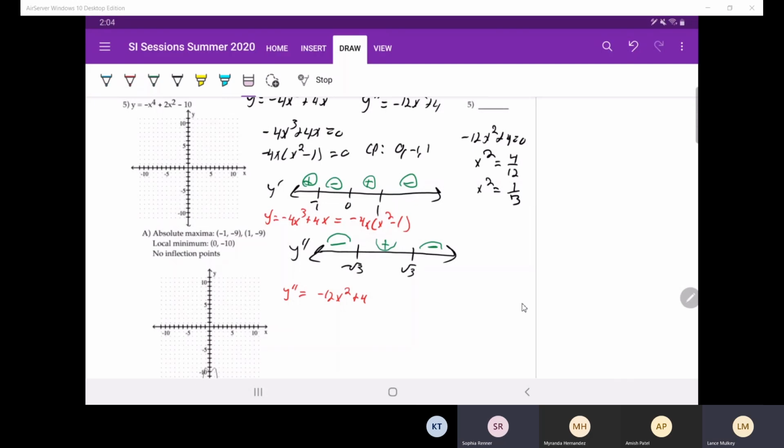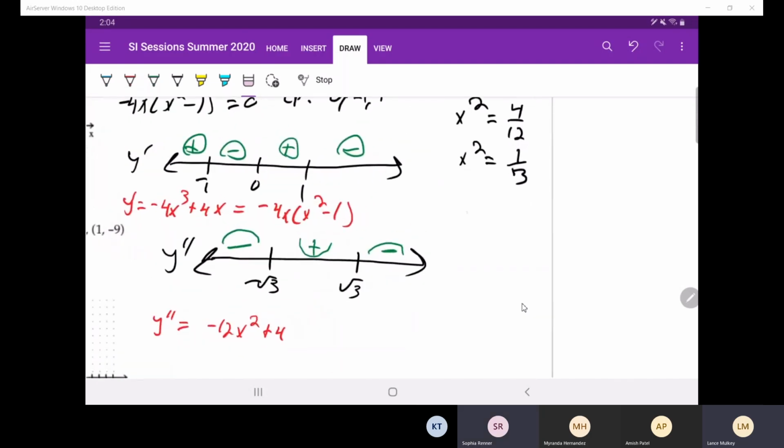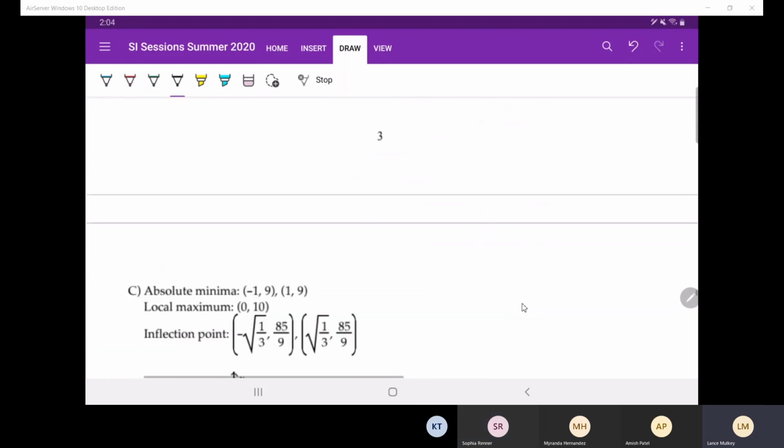Yeah, if you want to find increasing and decreasing, you plug the values into the derivatives. In concavity, you plug into the second derivative. If you want to find the point, the actual value at that x coordinate, you plug it into the original equation. Okay. All right, there's that one. Sorry about that.